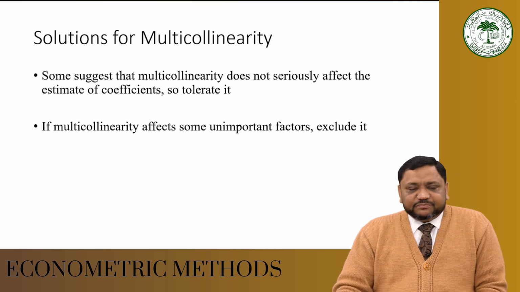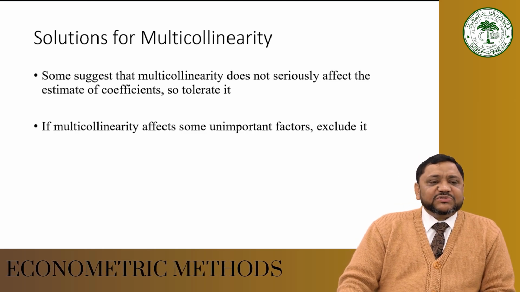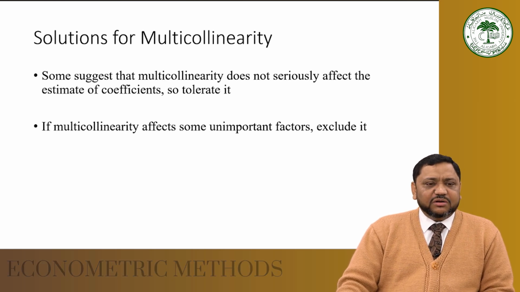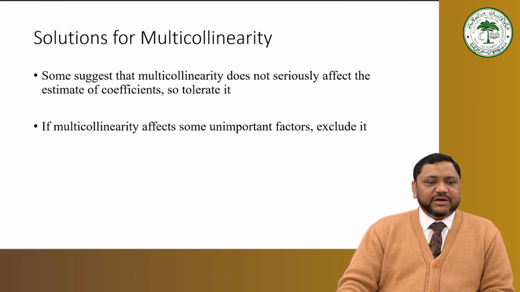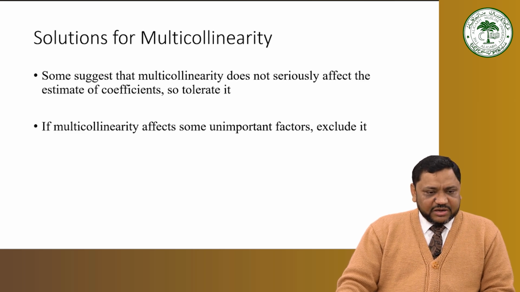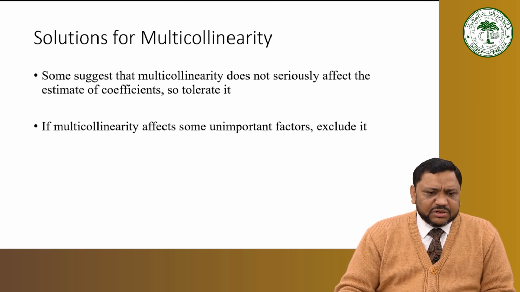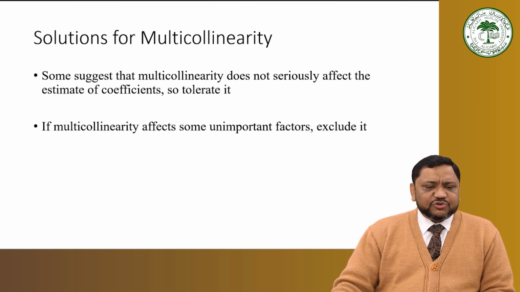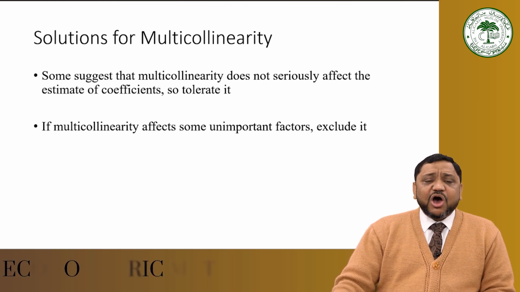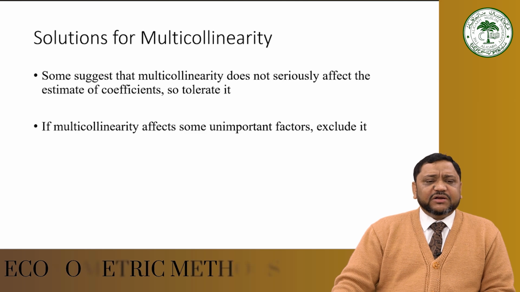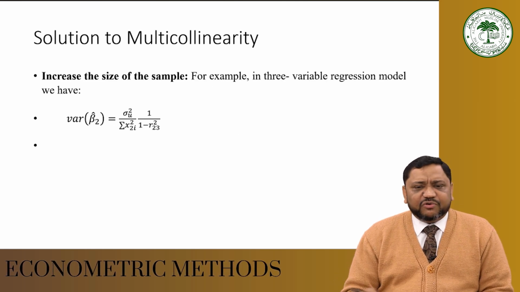A very interesting solution is, some suggest that if it is not severely impacting your model, ignore it, tolerate it. And a related one is, if somehow you come to know that this multicollinearity is because of a particular variable which is not very important, simply exclude it. So these two, we can simply get rid of the problem of multicollinearity, or if you can tolerate, just accept the problem of multicollinearity.